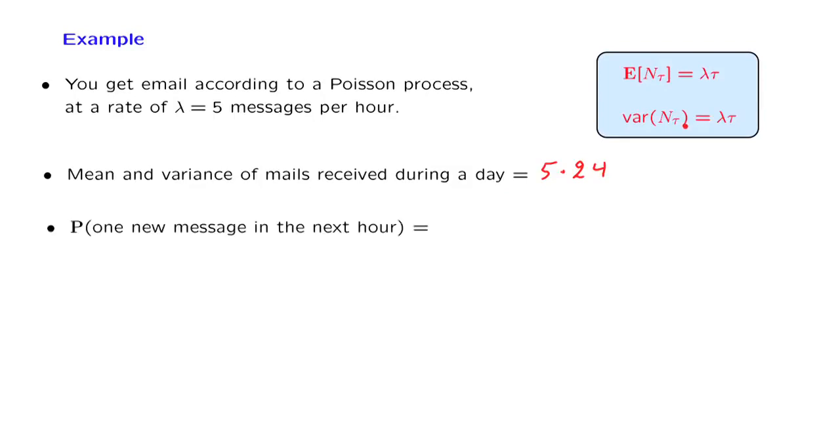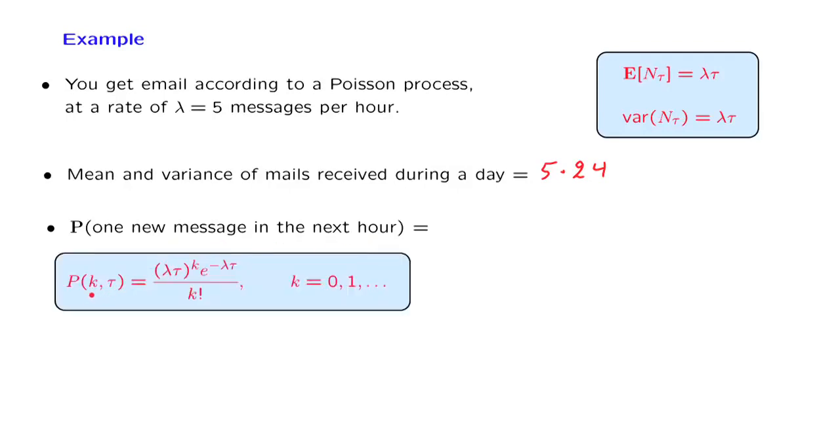What is the probability that we get one new message in the next hour? This has to do with the PMF of the number of arrivals during the next hour, and that PMF is given by the Poisson probabilities. We're asking for the probability of one new message, so that k is equal to 1, in the next hour, so that tau is equal to 1. So we're looking for this expression here, and using also that lambda is equal to 5, we enter those numbers in this formula, and what we obtain is 5 times e to the minus 5.